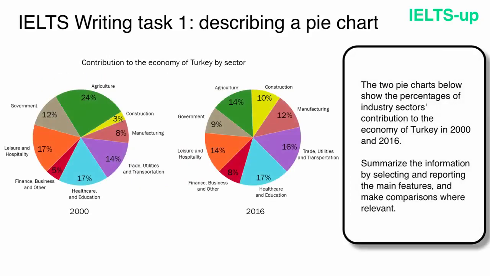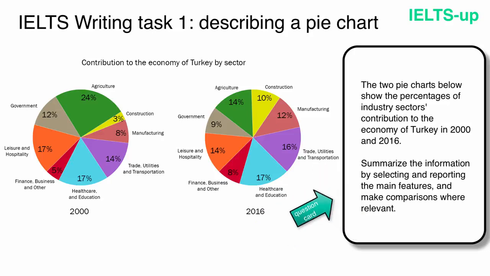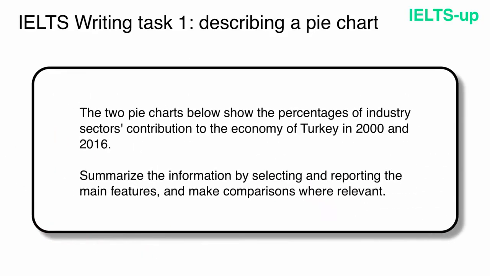So, this is IELTS writing task 1 sample. You have a pie chart to describe, and you have a question card with some important information about your chart. The first thing you need to do is to read the question card. Let's do it together. The two charts below show the percentages of industry sector's contribution to the economy of Turkey in 2000 and 2016. Summarize the information by selecting and reporting the main features and make comparisons where relevant.